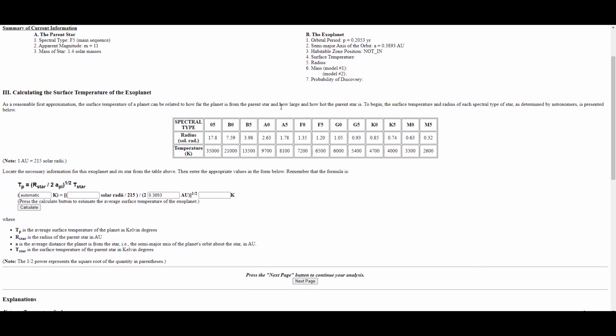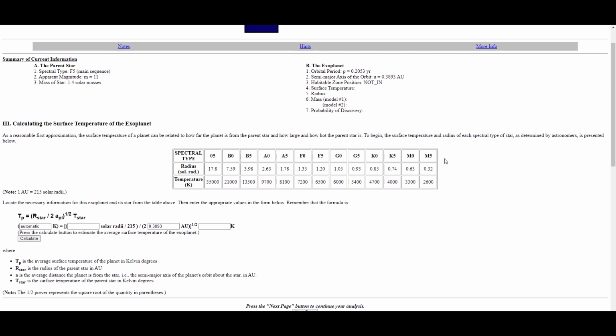Next up, we're going to find the surface temperature. So we're going to be reading this chart here that tells us all about the star itself. So again, we're looking at the F5.